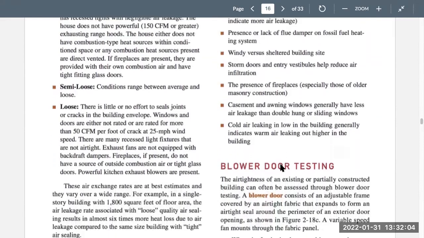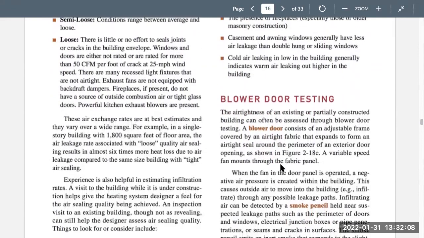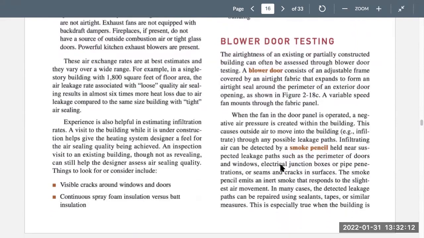You're trying to find a way to classify if this building is a building that you can consider average, tight, or loose in the air infiltration. If you have a blower door, we're going to watch a video on how to do an energy audit at the end of this.